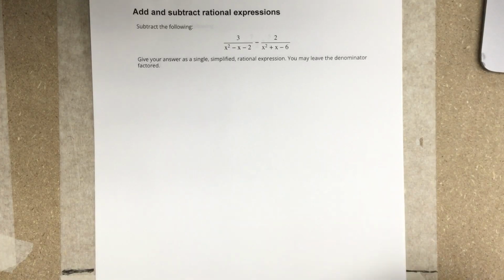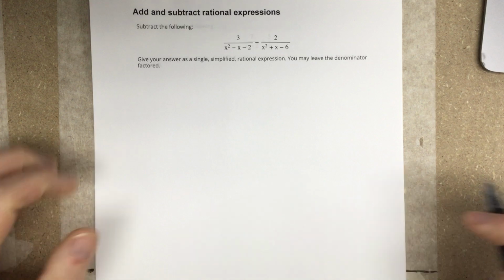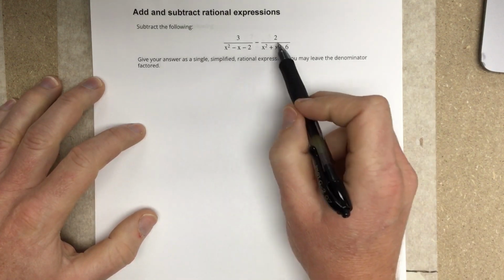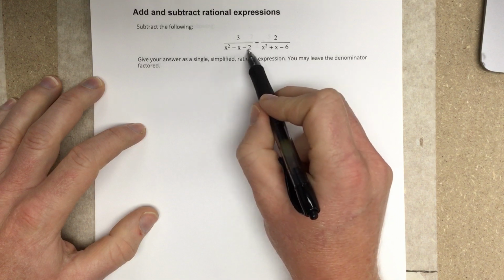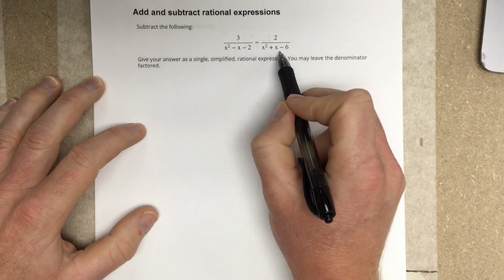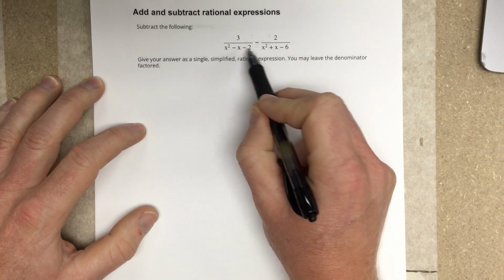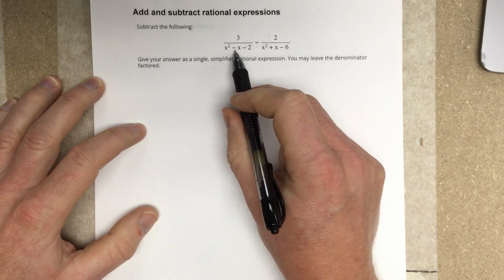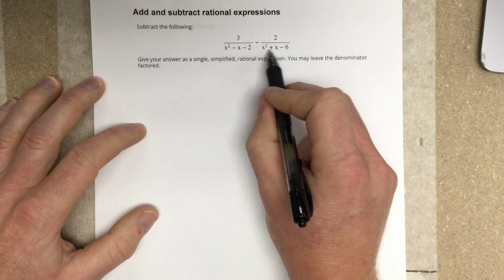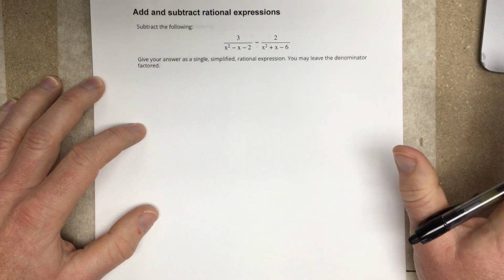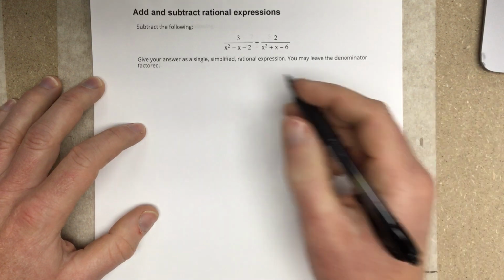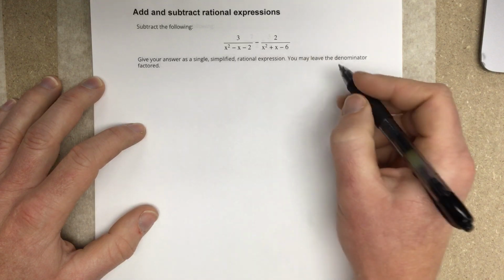In this video, we're going to add and subtract rational expressions. And this specific problem says subtract the following, and they give us two rational expressions. But you notice the denominators are different. I have a trinomial on the bottom and a trinomial on the bottom here, and the two denominators are different. So I need to factor these two denominators to figure out what the factors are, and then I can find a common denominator.